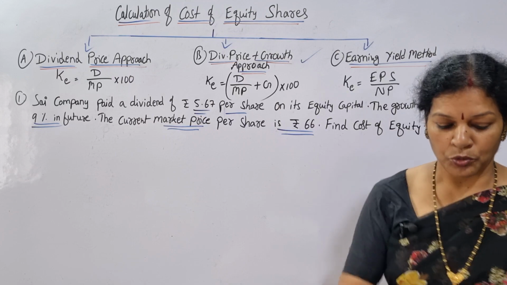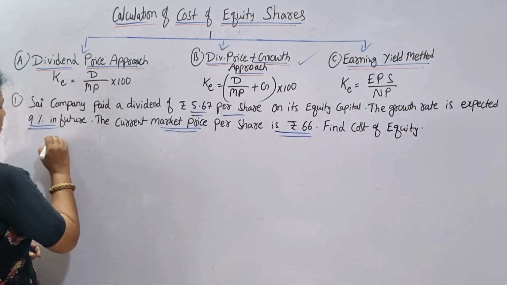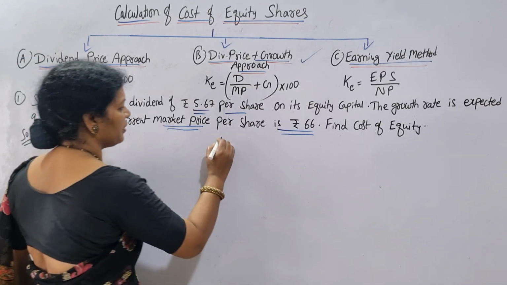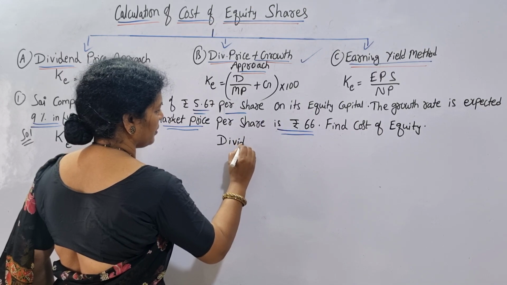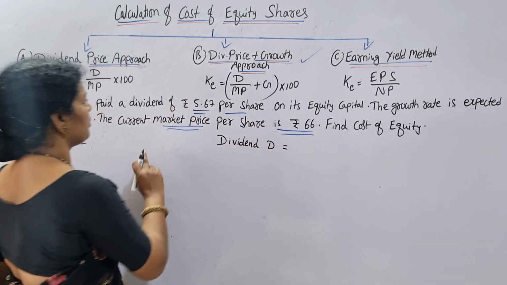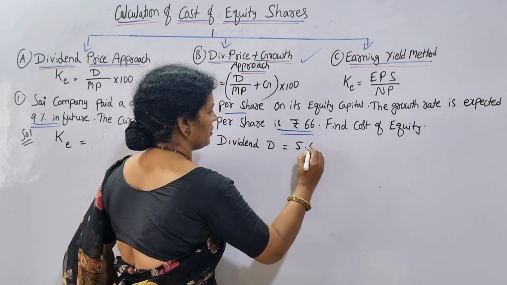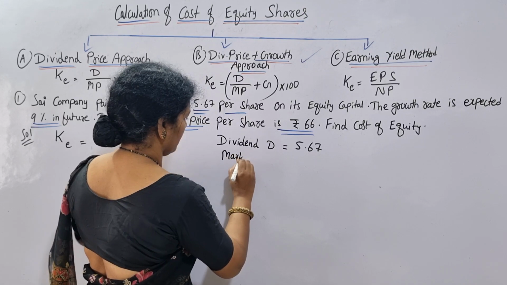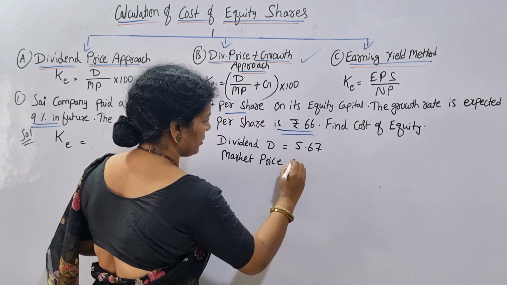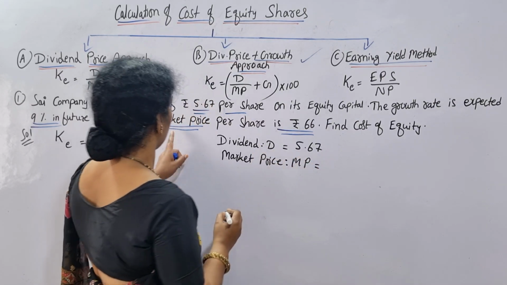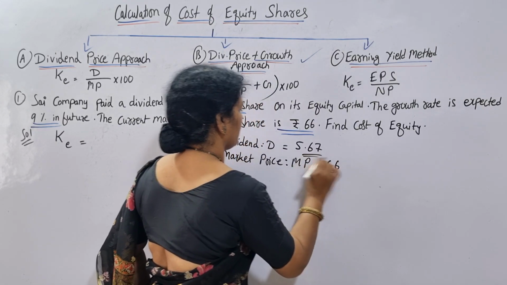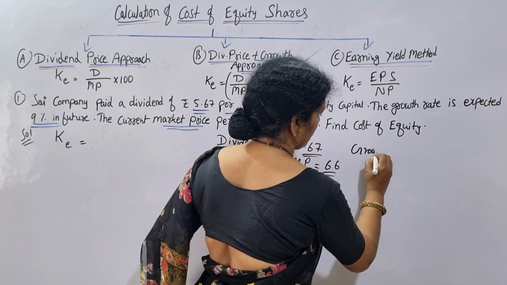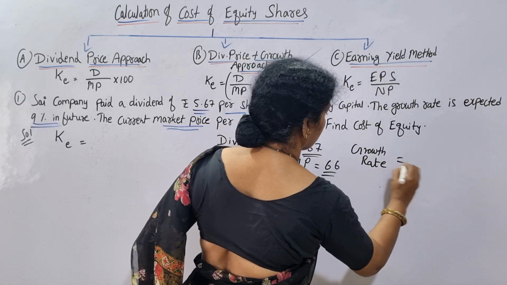We know the formula, right? So we'll apply it. Formula I have already written, so I am not writing it once again. Before calculation, shall we write abbreviations? D means dividend: dividend of 5.67. Then market price, MP, is 66 rupees. And expected growth rate, G, is 9%.